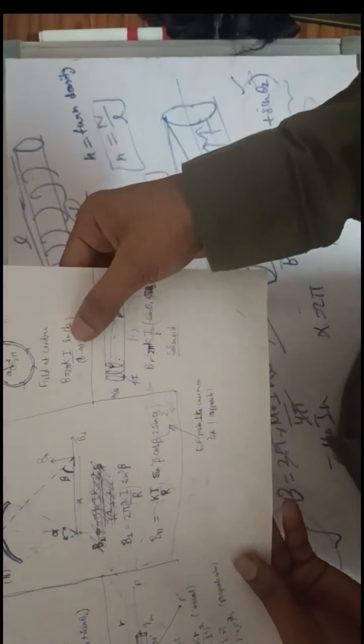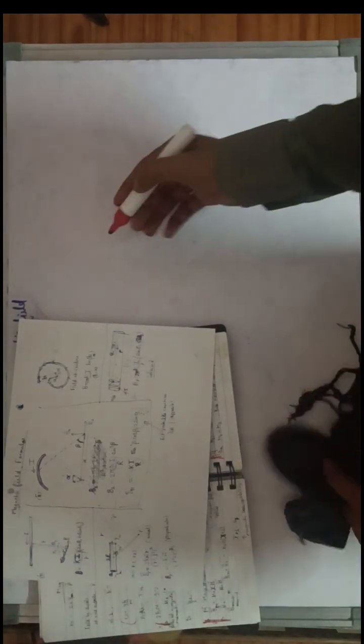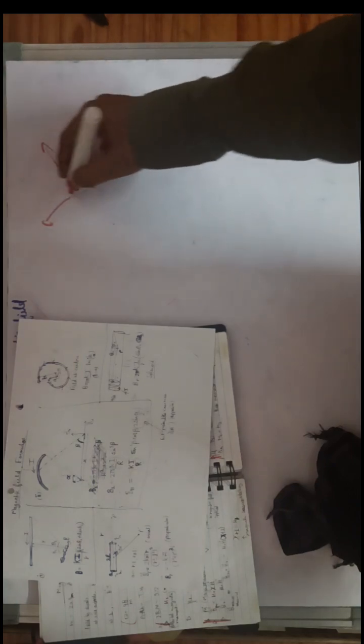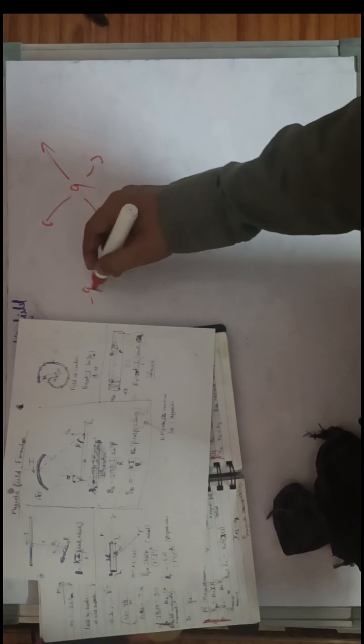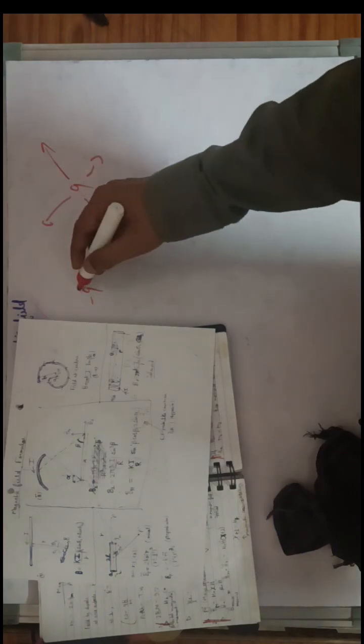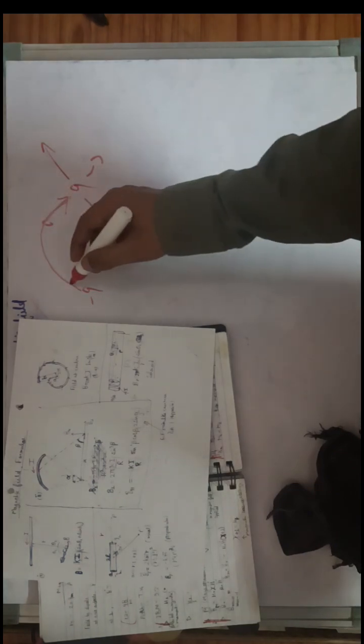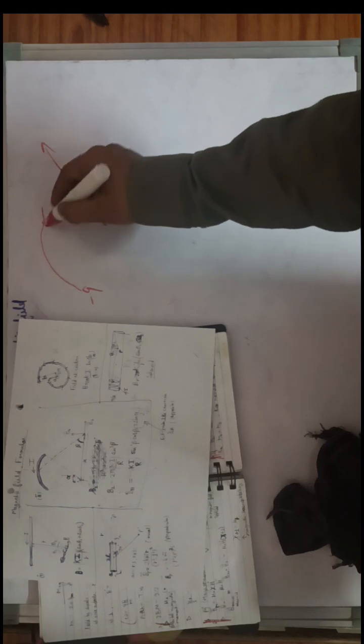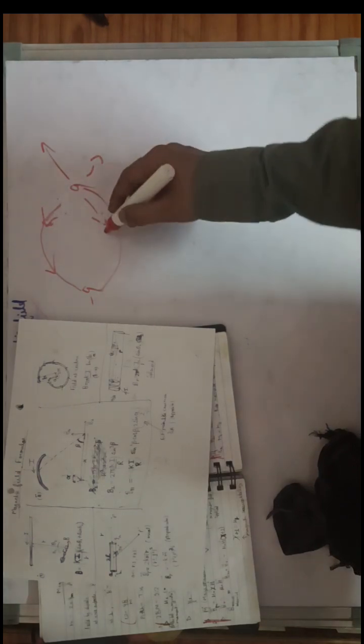Now the case of magnetic field due to the current flowing in a spiral shape. In case of electric field, there is a point charge which produces a field like this, and there is a negative charge, let's say there, in case of a dipole, and the field goes like this.